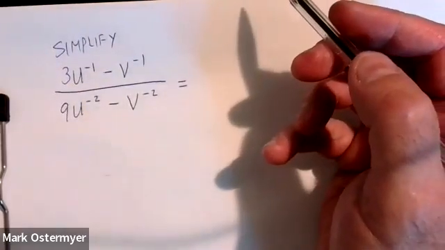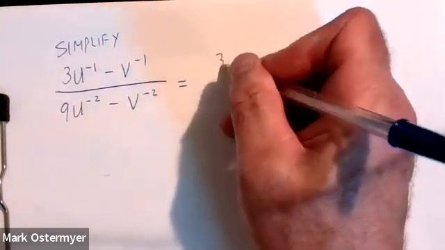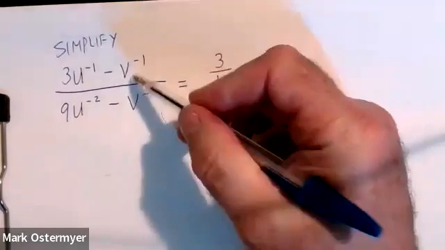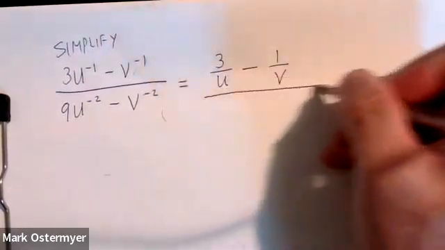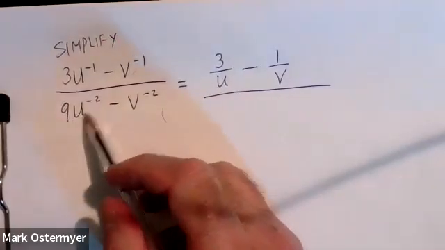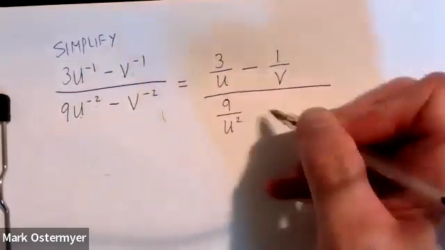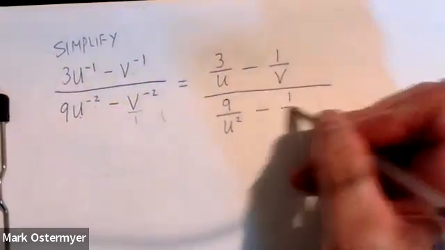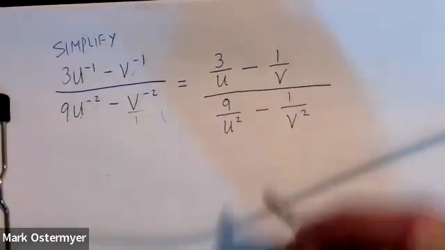Of course, u to the negative 1 power can be rewritten as 1 over u. So 3 times u to the negative 1 power can be rewritten as 3 over u to the first power. V to the negative 1 power can be rewritten as 1 over v using our definition of negative exponent. 9 times u to the negative 2 power is 9 over u squared. And v to the negative 2 power is really going to be 1 over v squared. What we got going on here is called a complex fraction.